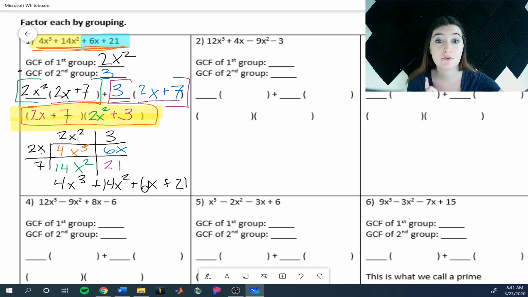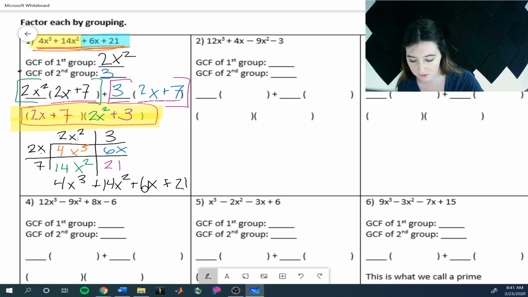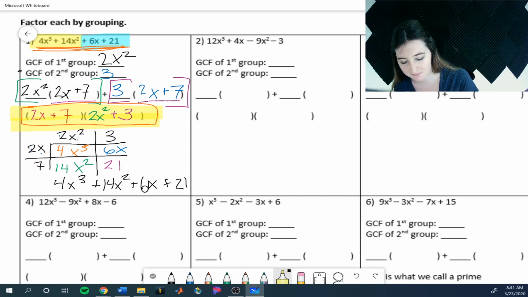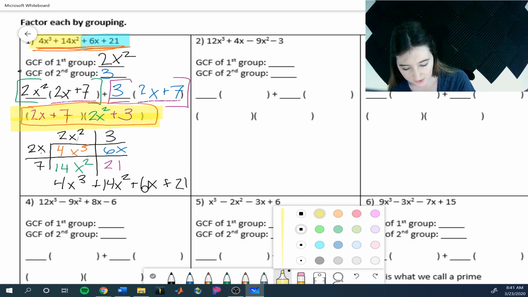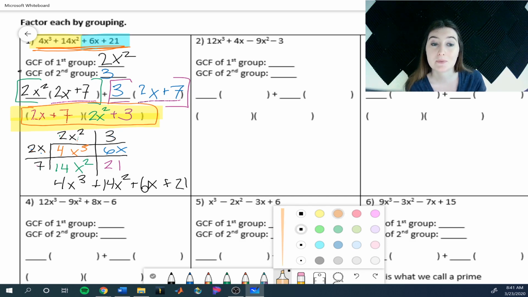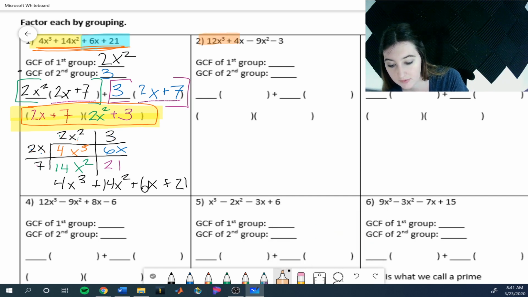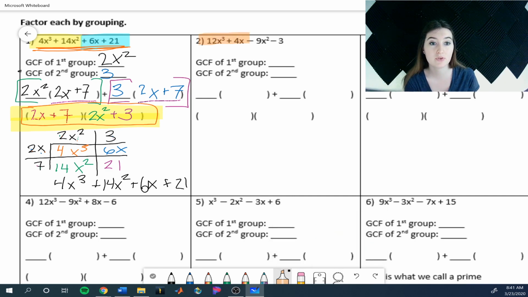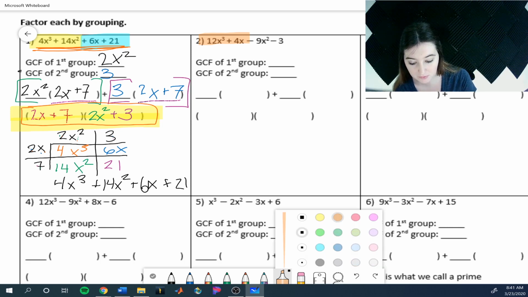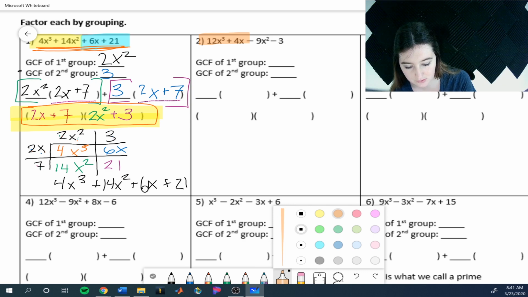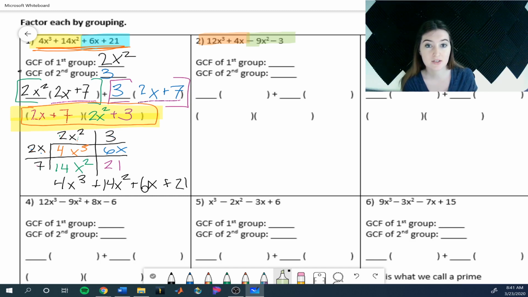Okay, let's see if you guys can find the greatest common factor of each group. This one's going to be tricky because let's look at our second group. Maybe I should just do this one with you guys. Let's look. My first group is, what do you think? What two terms are going to be a part of my first group? If you said 12x cubed plus 4x, you are perfectly correct. Now my second group is going to be negative 9x squared minus 3.